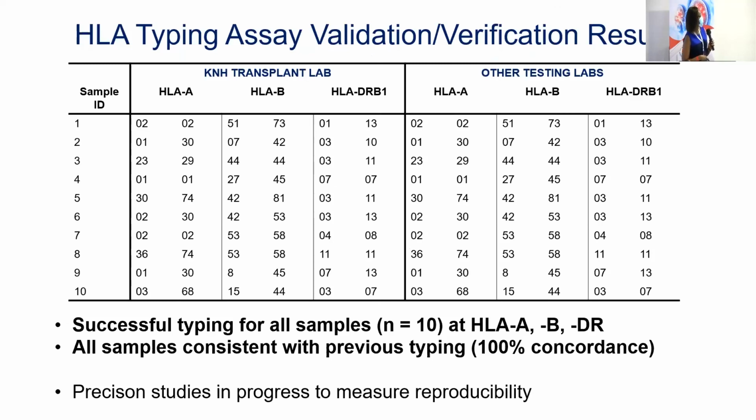These are our results. One column shows our results of the specific alleles. Remember, this one is one allele, and this is the other one, so probably maternal and paternal. We compared these results to the other testing labs. We were successful in typing all the samples, so there's no sample that failed. And all our samples were consistent with the previous typing. So there was 100% concordance.